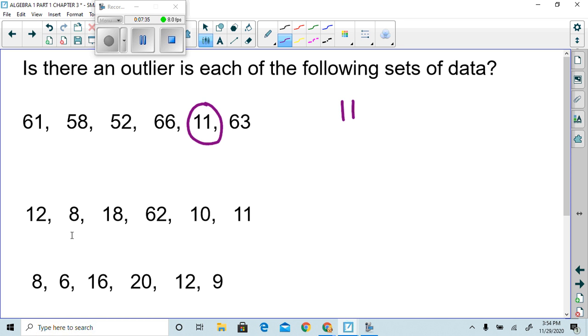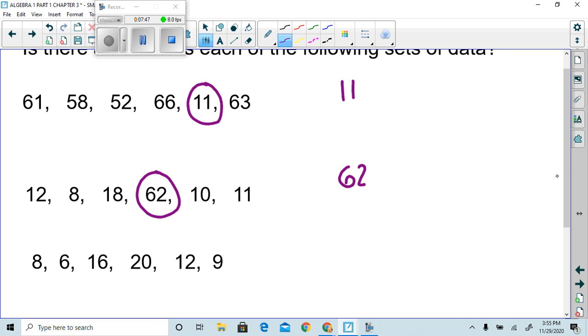Looking at my next set of data, again, I've got numbers in the teens, and then I have 62. Much larger than the rest, so there's an outlier in that set as well. Again, last time we thought that it had to be a number that was much greater than the rest. It's just a number that stands out, that's either much larger or much smaller. And in the last set of data, it looks like there's no outlier.